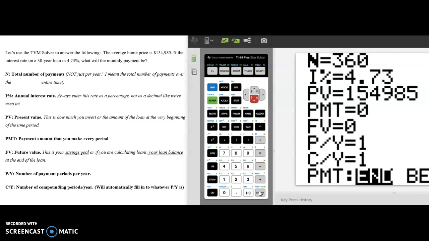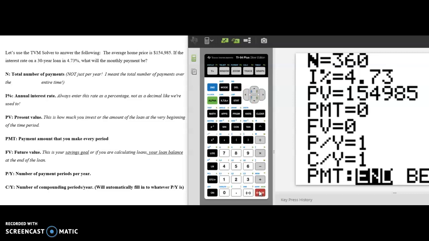The next thing is future value. This is, if you're saving money, what you want to save in the very end, or if you're taking a loan out, what you want that loan balance to be at the very end. So in this case, we were taking out a loan of $154,985. I want that to be 0 in the end. I want to pay it all off.